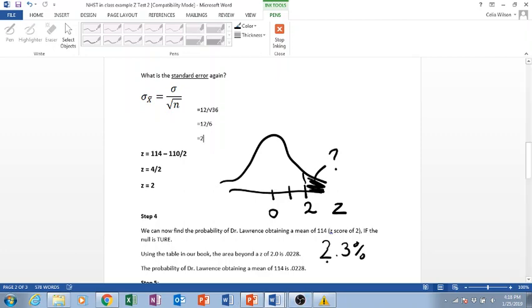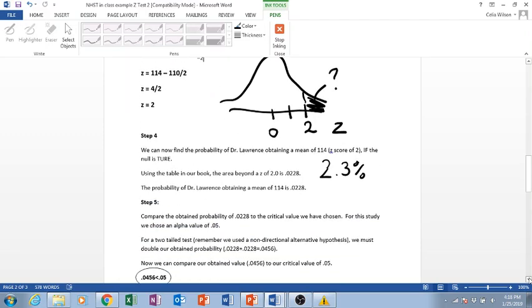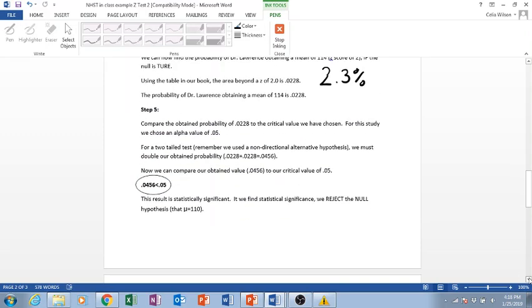So the probability of her having obtained the sample mean she got, if the null is true, is 2.3%, which is pretty tiny. So here's where we start thinking about that indirect logic, right? If that probability is really tiny, if the null is true, maybe the null is not true. All right, so now we're going to say, is this probability tiny enough?